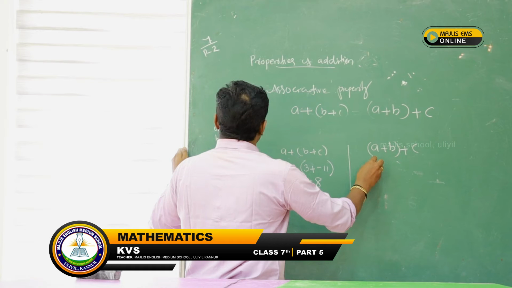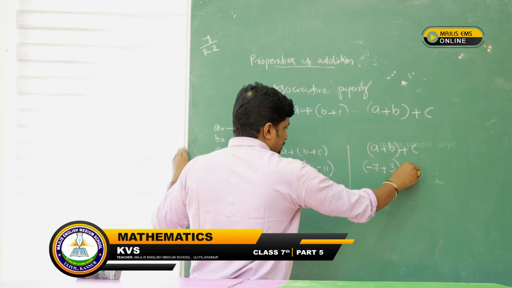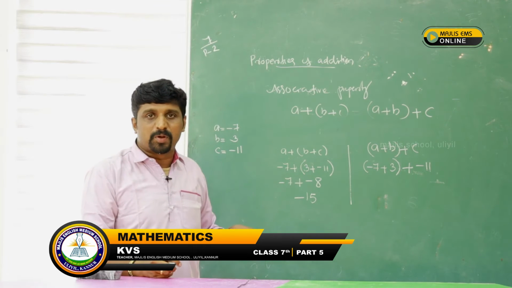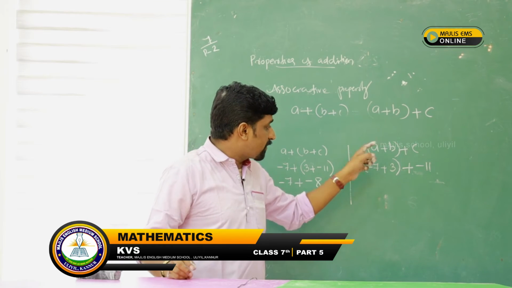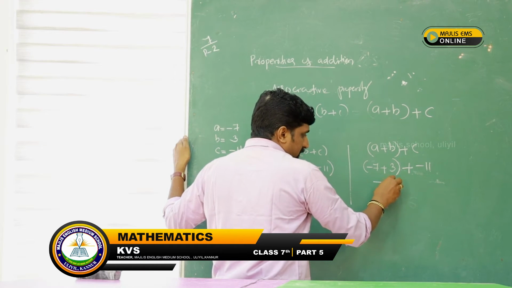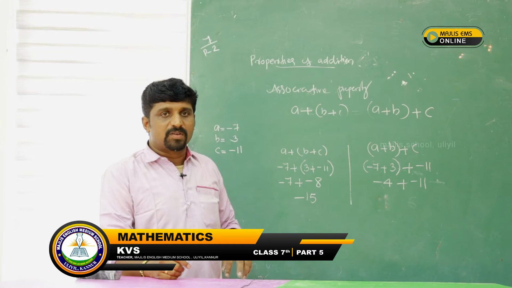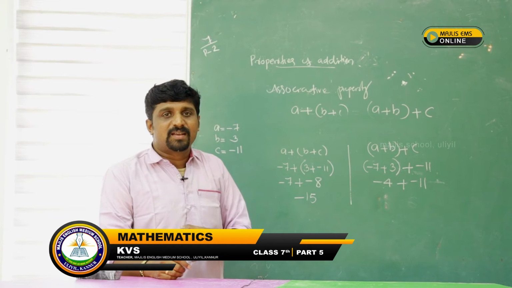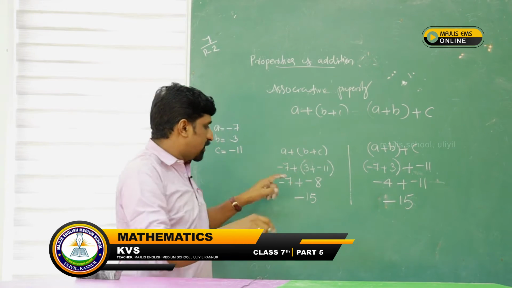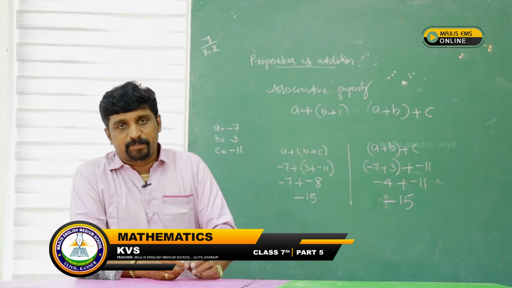And the right side, A plus B plus C. First we need to find out B plus C, where B equal to 3 and C equal to minus 11. Substitute properly, then minus 7 plus 3. Different symbols, subtract and put the greater number's symbol. Therefore minus 7 plus 3 is minus 4. Minus 4 plus minus 11, both are negative numbers. Two negative numbers, we add the numbers and put the same symbol. So here we got the answer minus 15, and here also we got the same answer minus 15. This is known as the associative property.